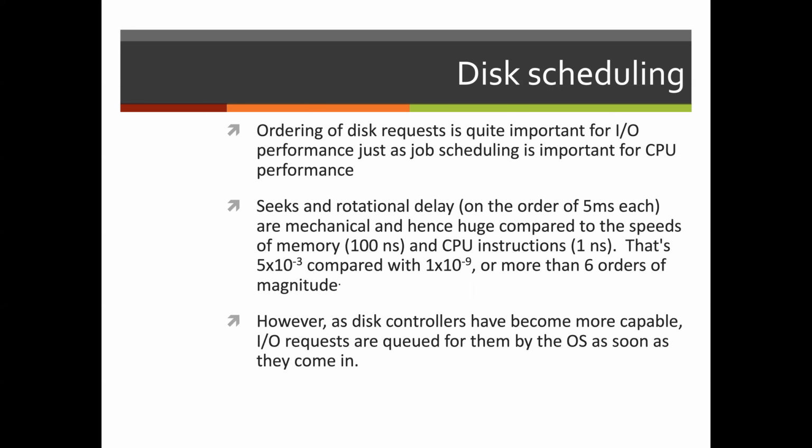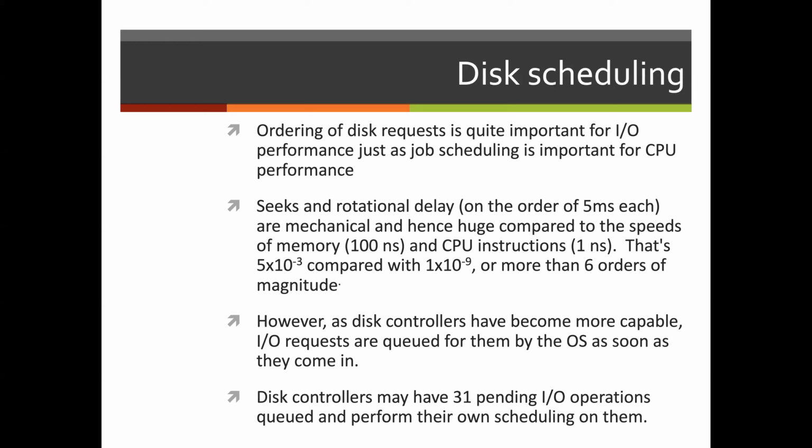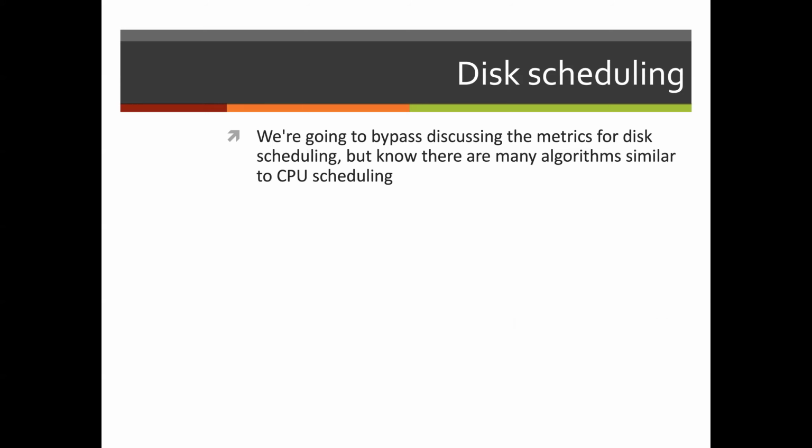We also have to keep in mind that as disk controllers have become more capable, I/O requests are queued for them by the OS. And disk controllers may have 31 pending I/O operations queued and perform their own scheduling on them. So we're going to bypass discussing those metrics for disk scheduling, but just make sure you understand that there are many algorithms similar to CPU scheduling.